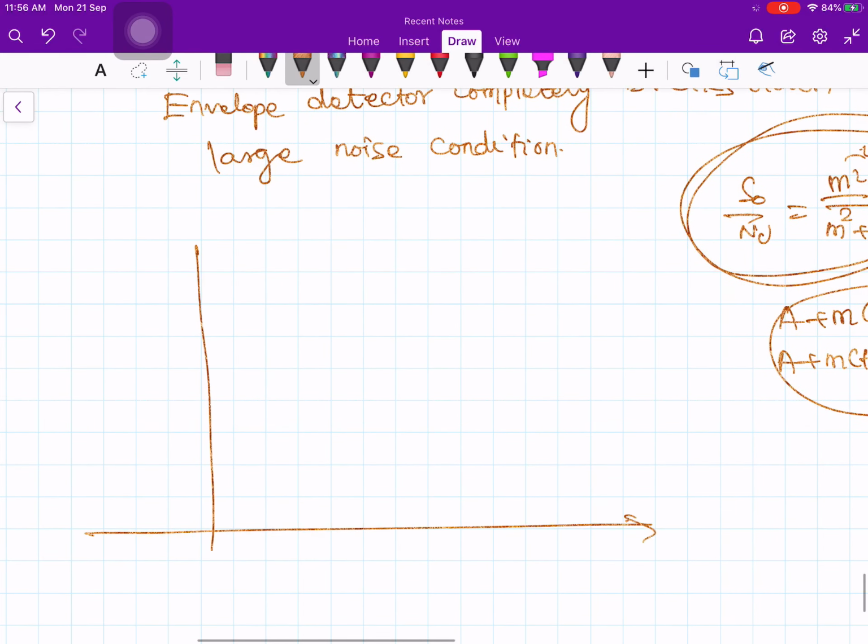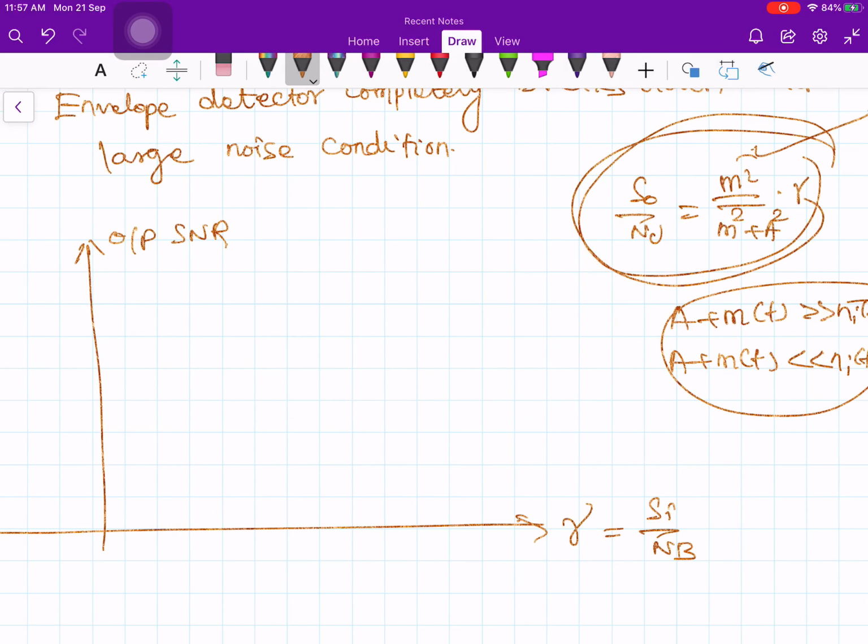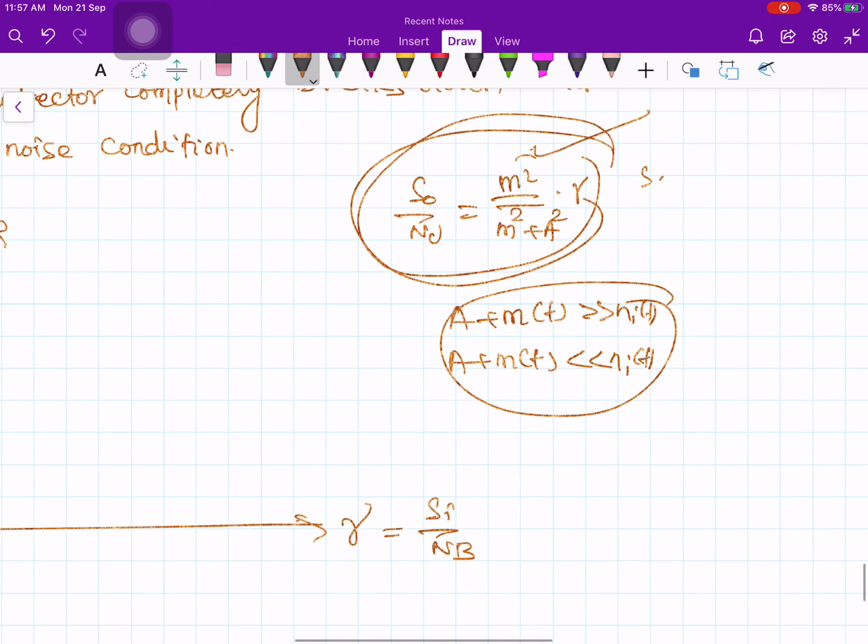This is my gamma, output SNR. If you remember, gamma is Si by N0 Wm, the SNR at the input, where Wm is the message bandwidth. So the output SNR is a straight line with a slope given by this equation. What is the slope here? This S0 by N0 is equal to some slope times gamma. What is the slope? The slope is this guy. Therefore, you got an expression like this.